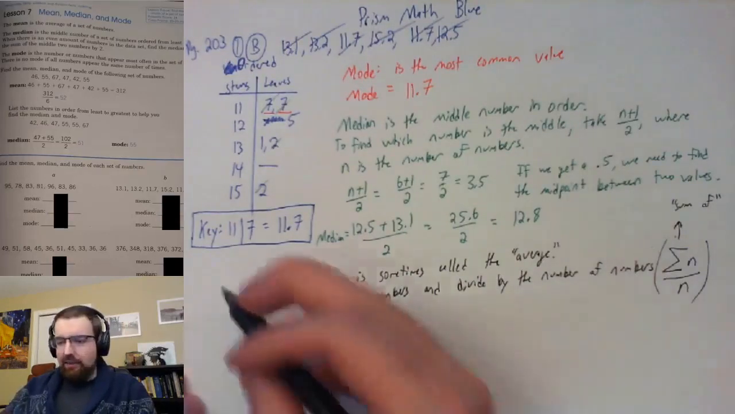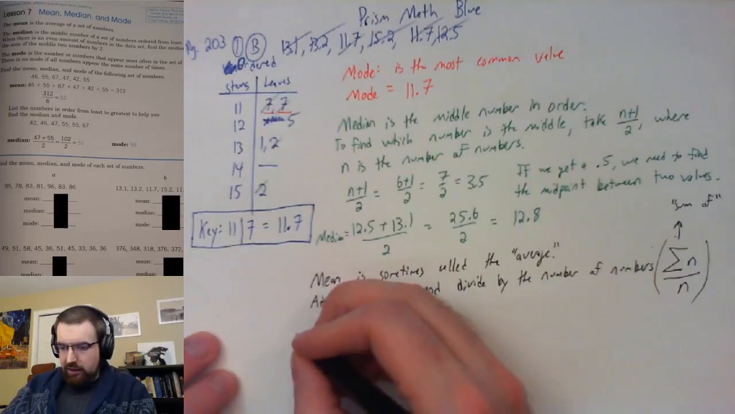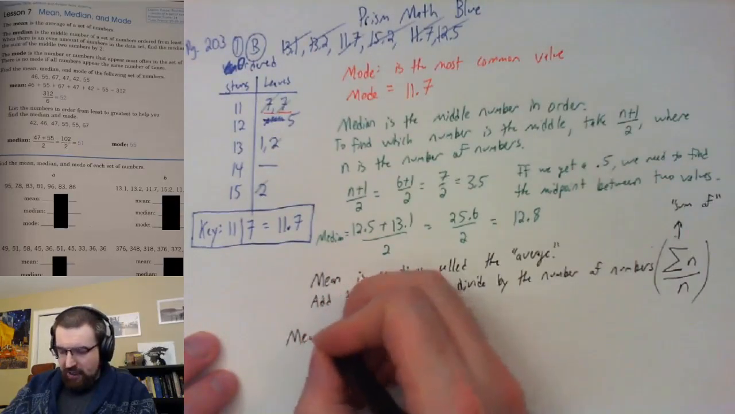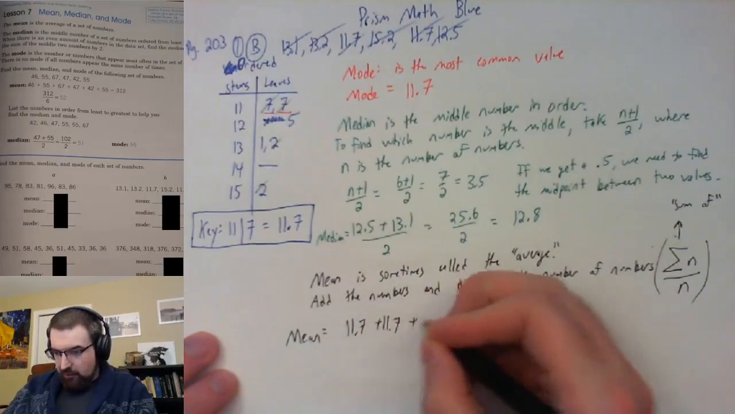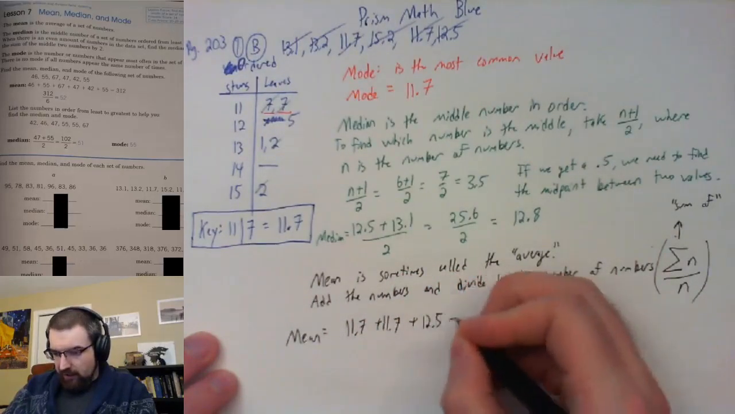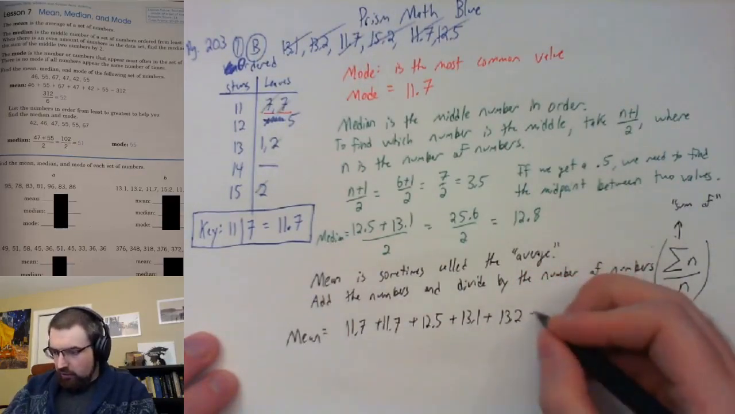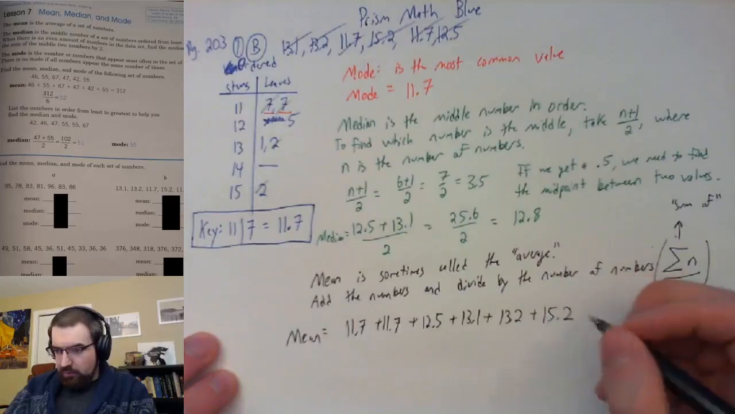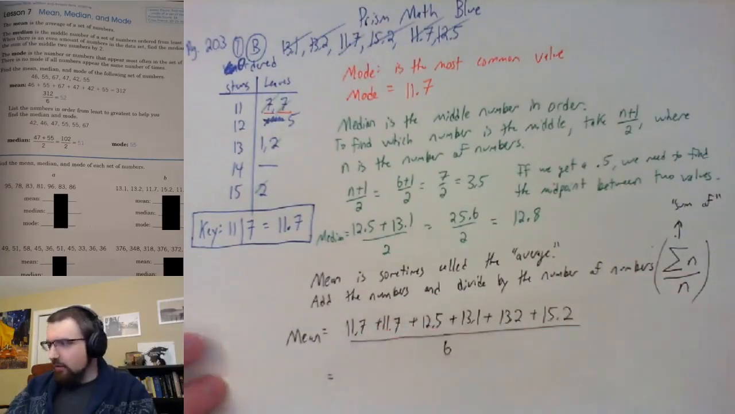But so the mean then is going to be all the numbers added together. So I'm going to write out the full thing here. So mean is going to equal 11.7 plus 11.7 plus 12.5 plus 13.1, 13.2 plus 15.2, right? And that's going to be divided by 6 because that's the number of numbers that we have.